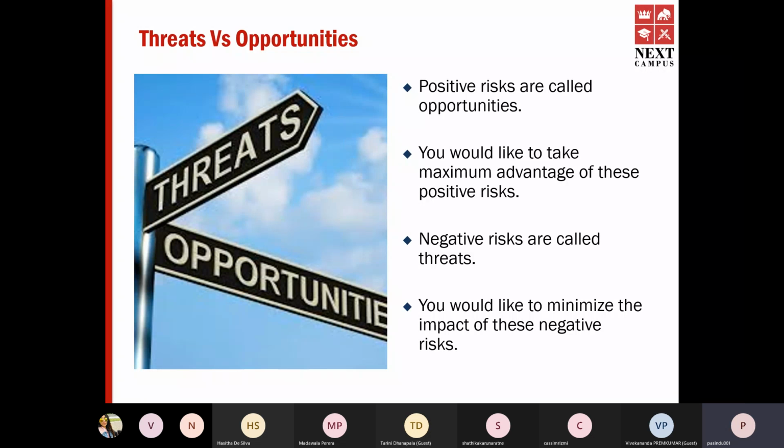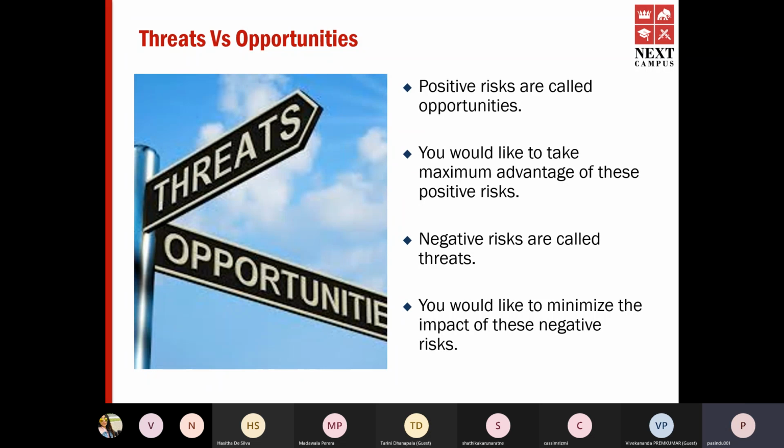So positive risks are called opportunities. When you have an opportunity, you would try to maximize it so that you can take the maximum out of that positive risk. Negative risks are called threats. You would try to avoid them as much as possible, or you would try to minimize the impact as much as possible, so the damage to you is less. Okay. Now, with regard to threats and opportunities, you have two different response strategies. So we would discuss them.